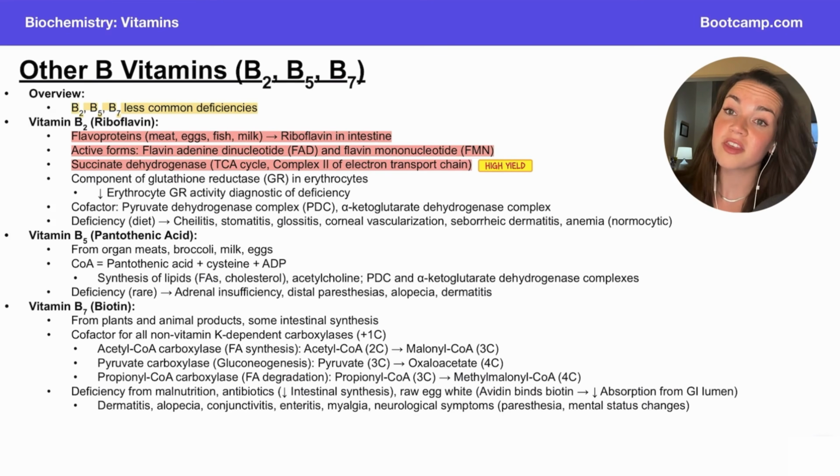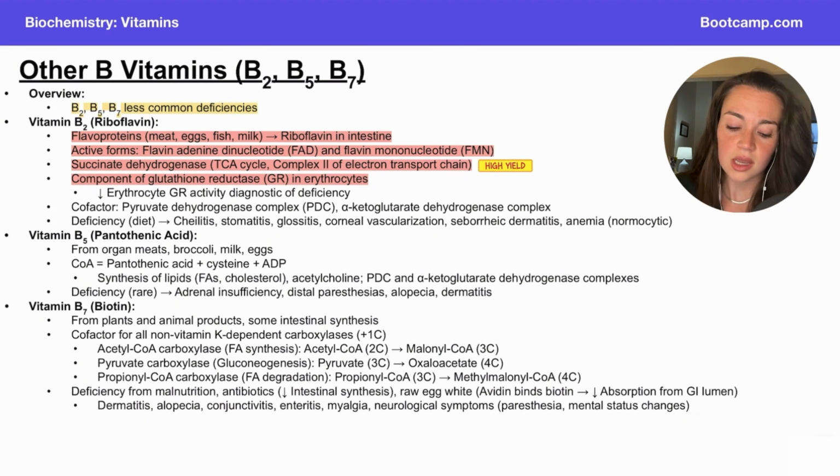And so if there's one thing that you're going to commit to memory about vitamin B2, I would make it this line right here. Understanding that B2 in its active form is FAD, which is important to these processes. Vitamin B2 is also a component of glutathione reductase in erythrocytes, in red blood cells.